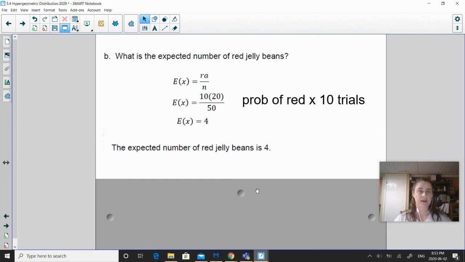And that is how a hypergeometric distribution works. So remember, the biggest difference with the hypergeometric is that the probability changes. The trials are not independent at all.